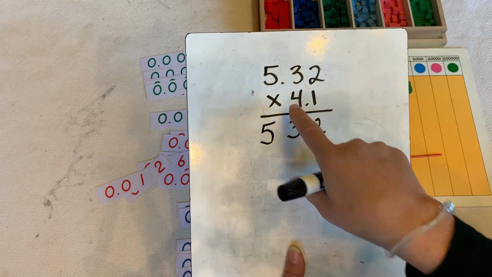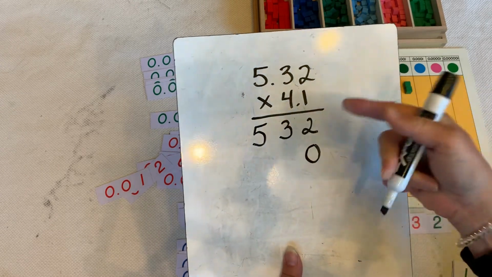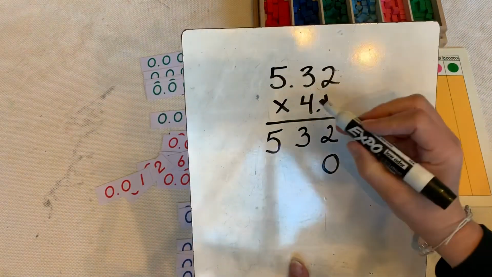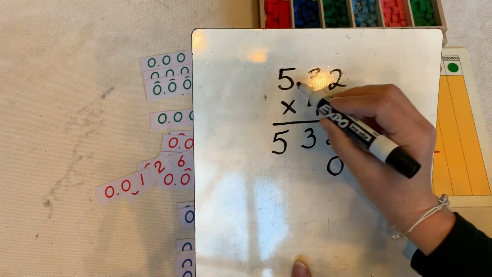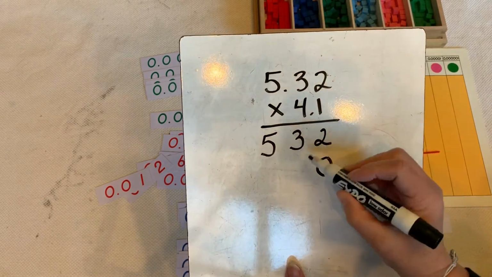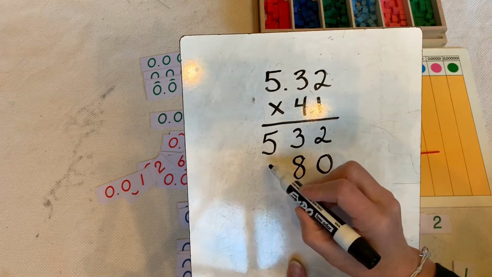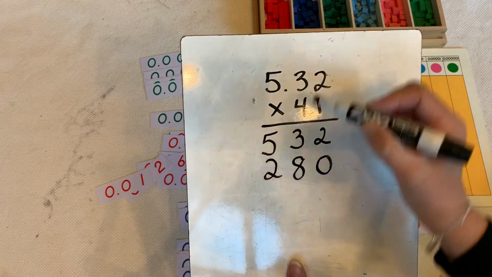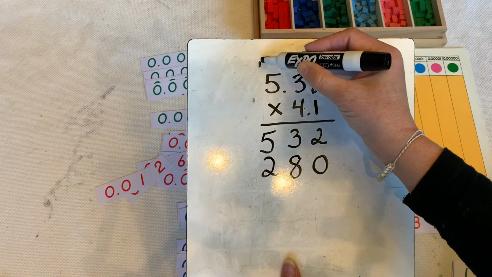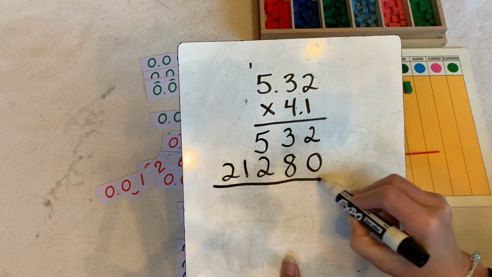Now I'm moving over to the units. I'm going to put a 0 here because I'm moving over by 10. Okay, it's like we're moving over. And now I multiply this whole top number by this 4. So 4 times 2 is 8. 4 times 3 is 12. Carry the 1. 4 times 5 is 20, plus 1 is 21. Now is when we add.